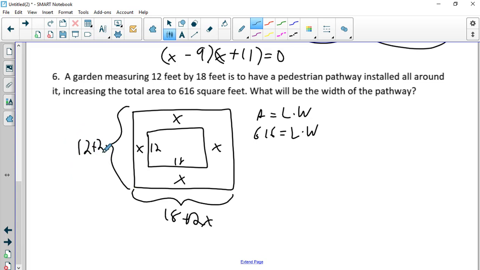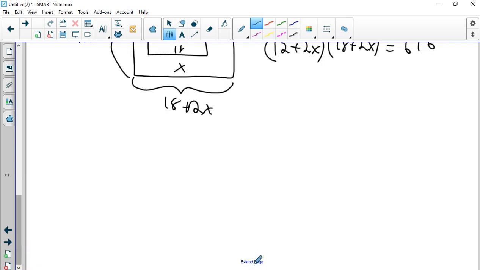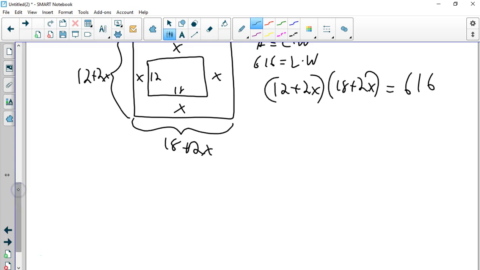So here's where the work comes in on this problem. My length and width is 12 plus 2x times 18 plus 2x equals 616. So this is going to be a little bit lengthy, a little bit of work. It's okay. First off, I'm going to FOIL.